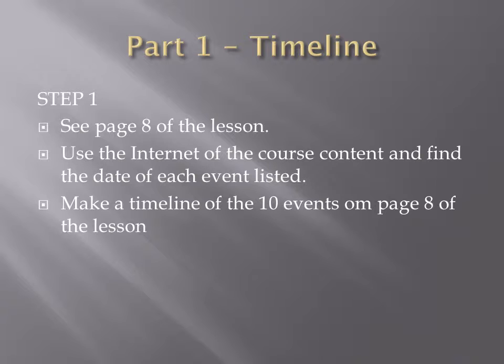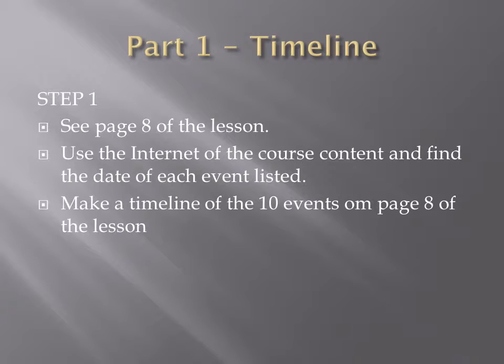Okay, so this is also a two-part assignment. The first part is a timeline. So see page 8 of the lesson for the list of events. Use the internet, or the course content, and find the date of each event listed. Make a timeline of the 10 events on, sorry about the typos, page 8 of the lesson. So this is the first part, the timeline.